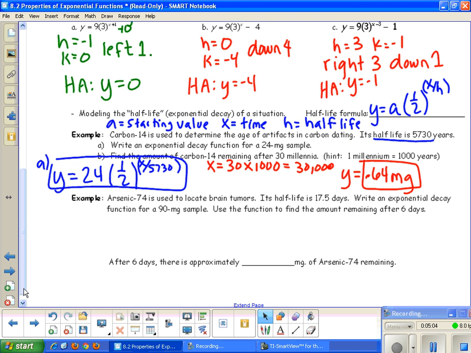Arsenic 74 is used to locate brain tumors. Its half-life is 17.5 days. Write an exponential decay function for a 90 milligram sample. Use the function to find the amount remaining after 6 days.